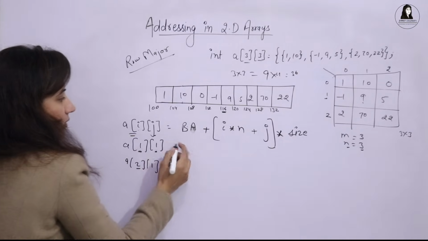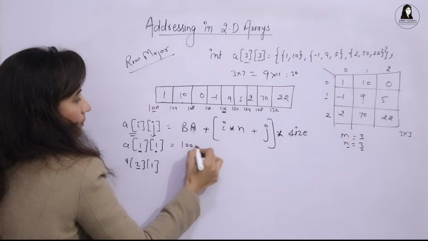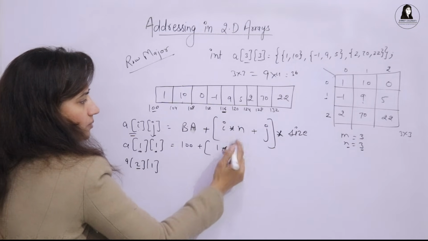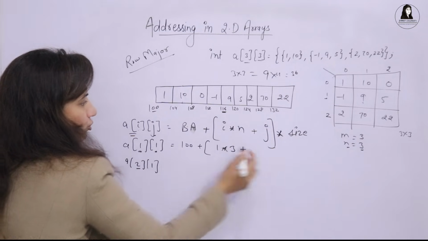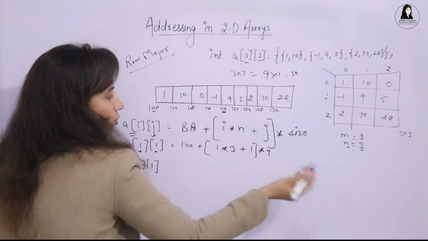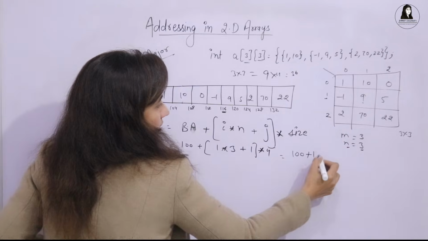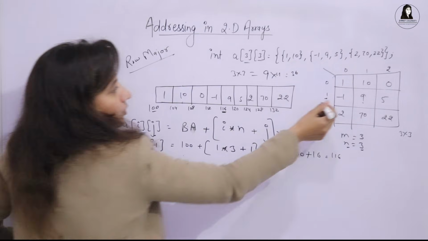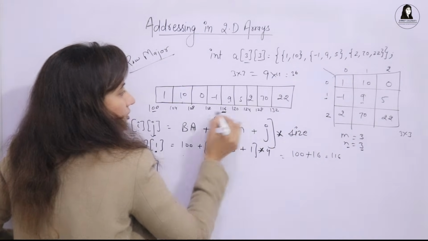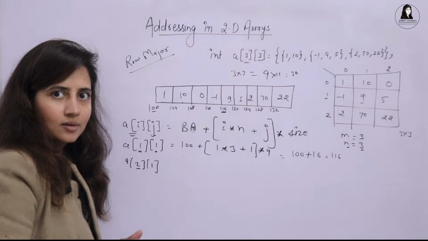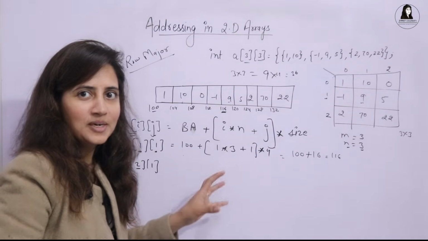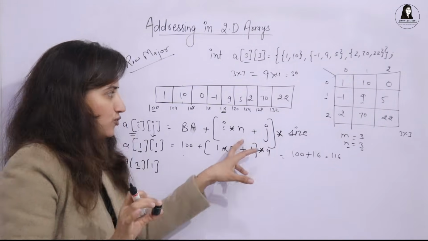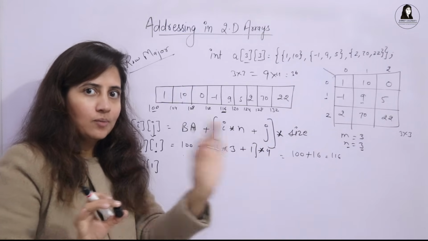If we take example of 1, 1, then base address suppose 100 plus I value is 1 into number of columns 3 plus j value is also 1, into size is 4 bytes. So this would be 16, it would be 116. And yeah, A11 is 9, and for 9 the address is 116, right? Actually this is not the complete formula, this is the basic one, right? The variation of this formula I'll also discuss with the help of one example.